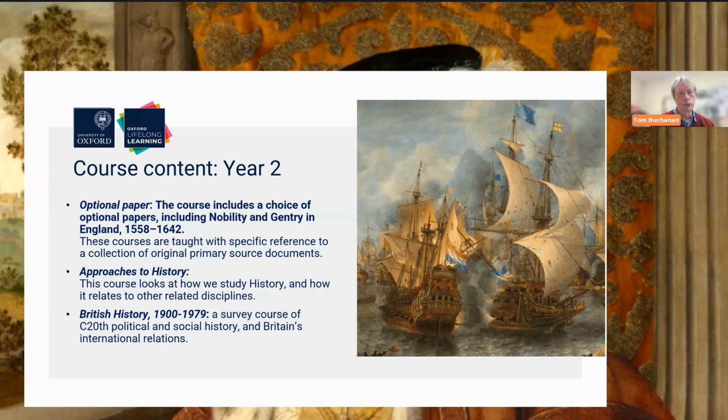Then we have a course called Approaches to History, broadly looking at questions related to how we study history and how history relates to other similar disciplines. I should have mentioned the optional paper. There are 2 essays there. One is an extended essay of 4,000 words, and there's also an exam at the end of the second year. Approaches to History is just assessed by 1 essay.